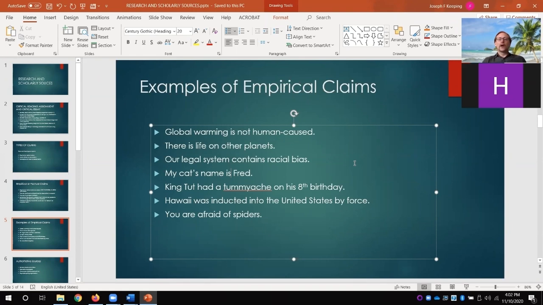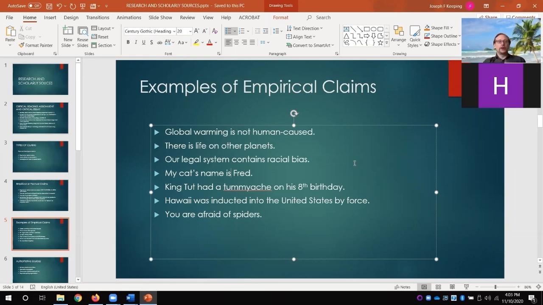The next one says, Hawaii was inducted into the United States by force. Okay, so this is a claim about history. And how would you go about verifying it? Well, I guess you would look at the historical records. It's a claim that you would determine whether it's true or false by doing research. It's about what actually happened. It's about the past, whether or not something happened. Whether or not something happened is an empirical claim because it's a claim about the way things are in the world. I guess I should say it's a claim about how things were in the world, but close enough.